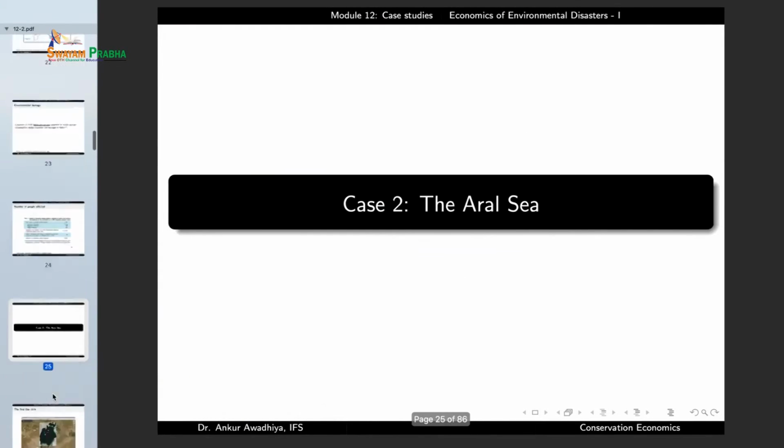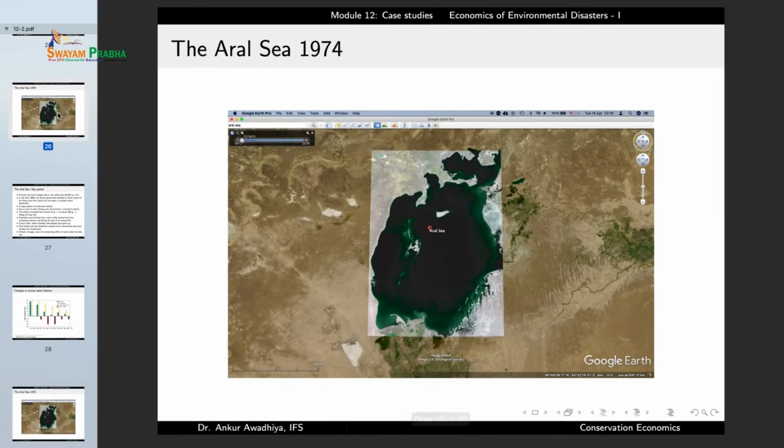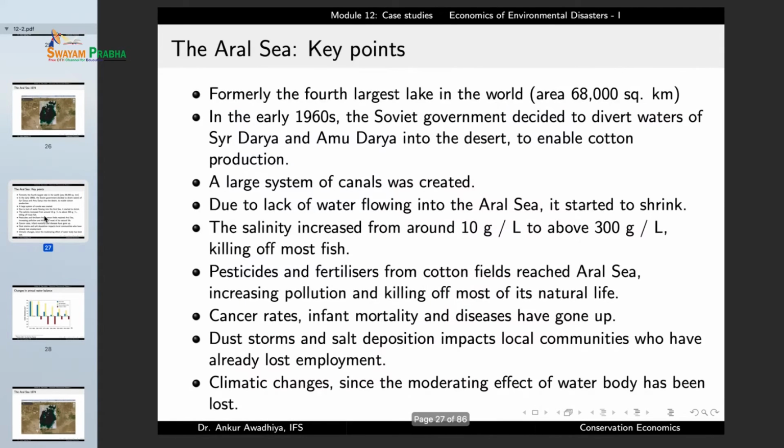Another example is the Aral Sea. Now, this is an image from 1974 that is telling us how big this sea was. It was formerly the fourth largest lake in the world, with an area of 68,000 square kilometers.